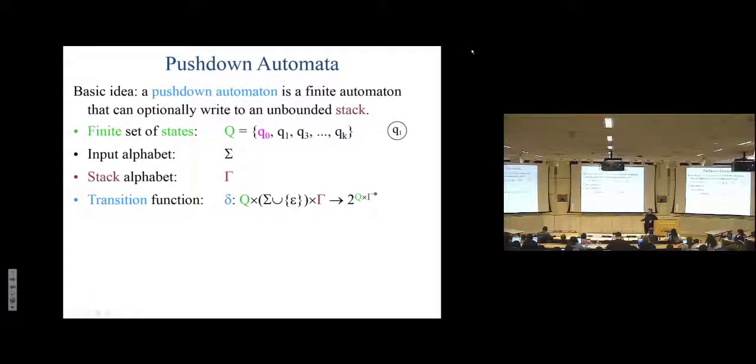But with pushdown automata, it turns out that non-determinism is essential. It is a superpower. It gets you more. You can do more with non-determinism when you have pushdown automata. And that's why we built it right into the definition here.